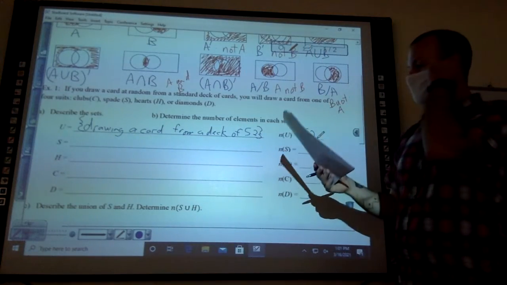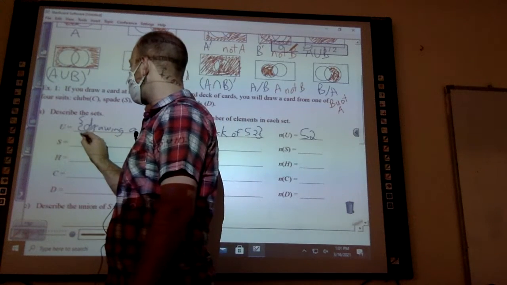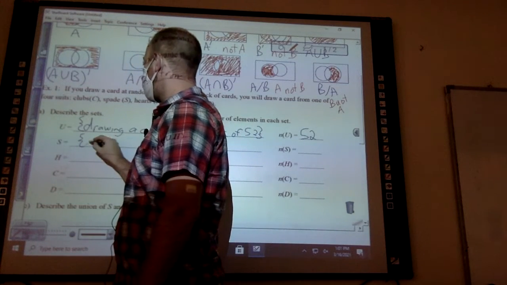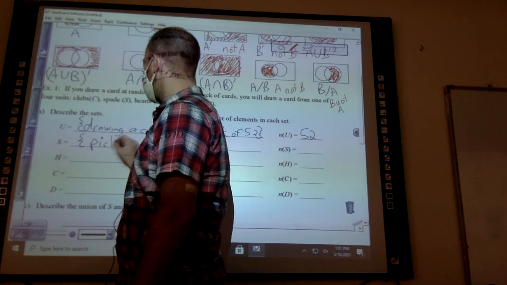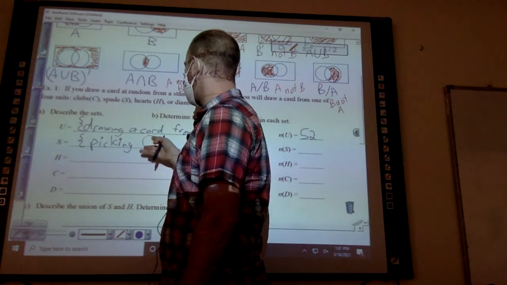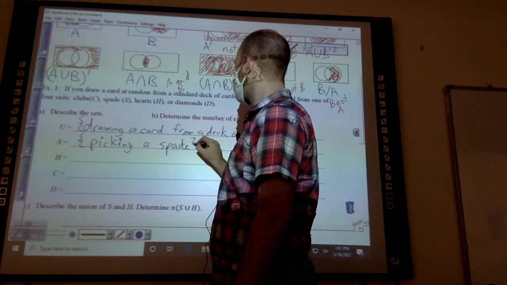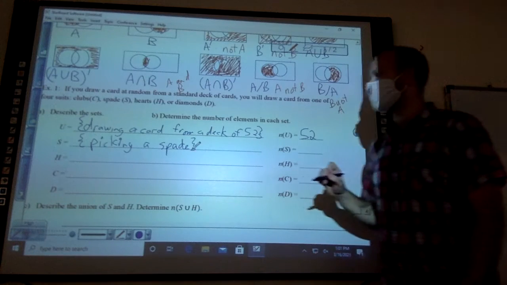Good. So each of these, S represents drawing, I'll use picking instead of drawing. So picking a spade, that should be an A, not an S. And how many spades are in a deck of cards?